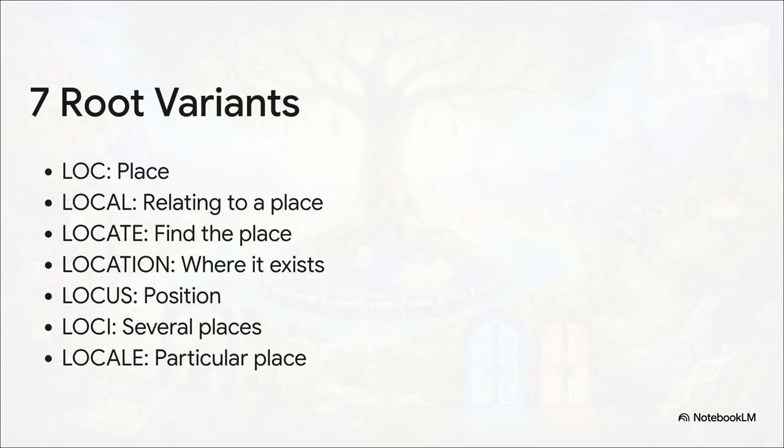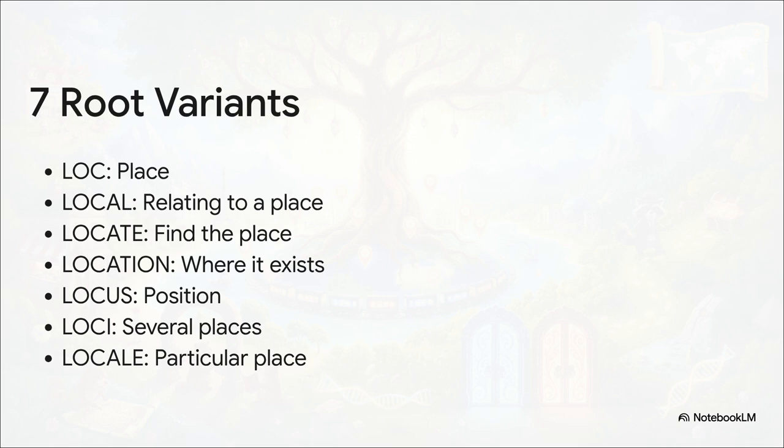Now, Latin roots often change slightly as they travel through history. The spelling changes, but the meaning stays connected. Think of these 7 root variants as magical railway stations. First up, we have LOC, meaning place, which gives us locate, local, and locale. Second is locale, meaning relating to a place, which you'll see in phrases like local government, local history, and local library. Third is locate, meaning to find the place of something, like locate the treasure or locate the answer.